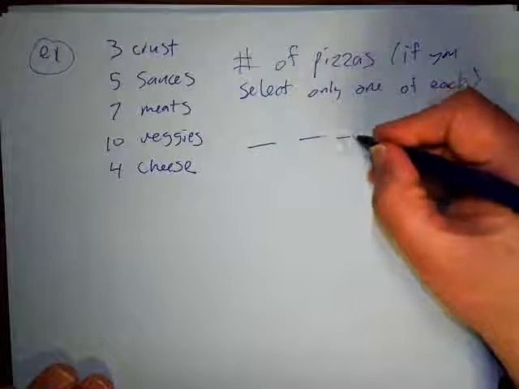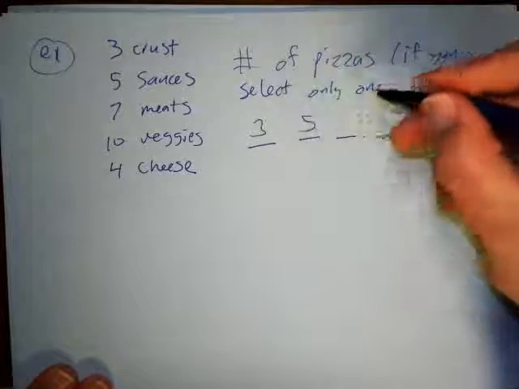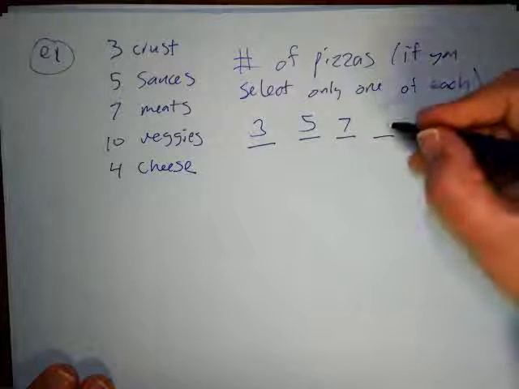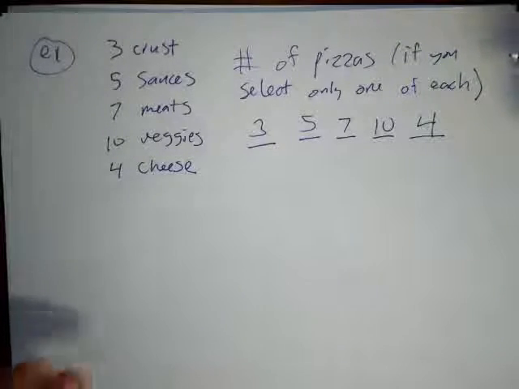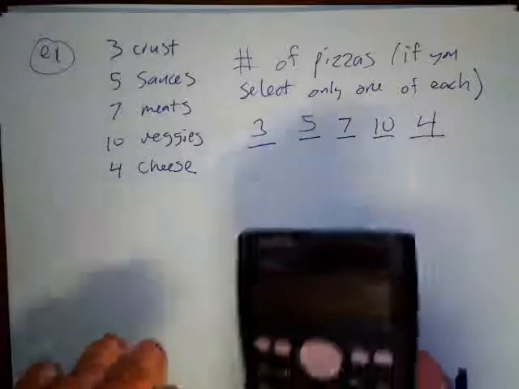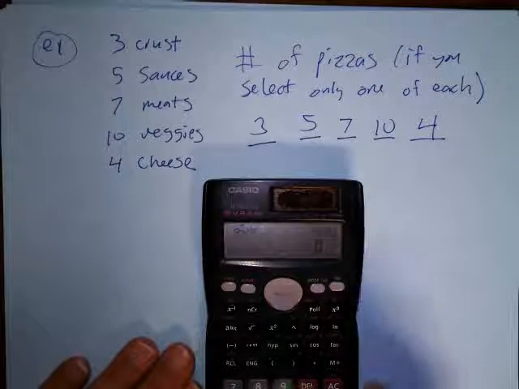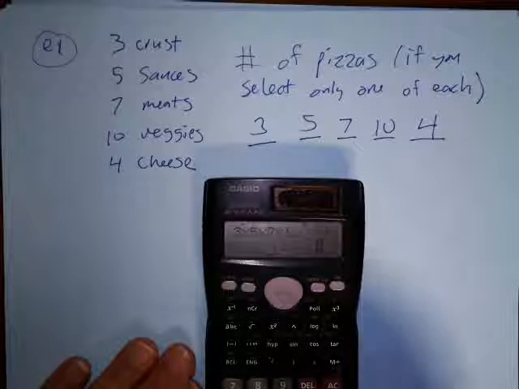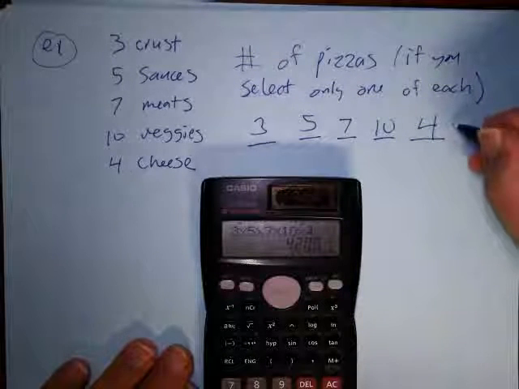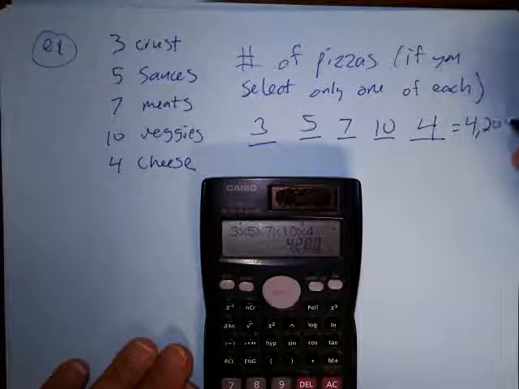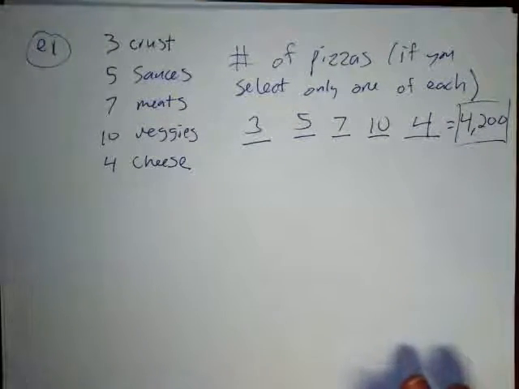So basically, this is like a sequence of 5 things, and there's 3 ways to choose the crust, 5 ways to choose the sauces, 7 ways to choose the meat, 10 ways to choose the veggies, 4 ways to choose the cheese. And then you could multiply these together. Okay? So 3 times 5 times 7 times 10 times 4. And you would get 4,200 different types of pizzas. Okay?